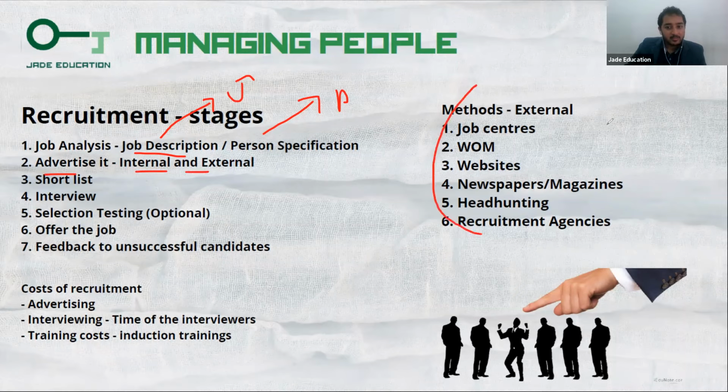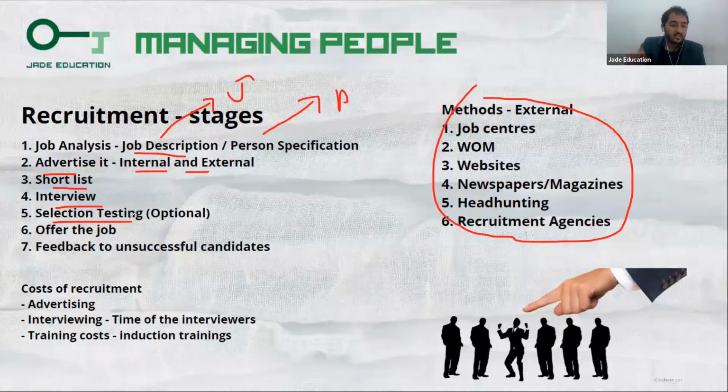Here are some external methods of advertising. Shortlist the candidates that come in, and interview them. You can also have some form of selection testing. It's optional, like a written test of some sort. At Jade, we have a demo lesson. So if you are to come in to teach at Jade, you'll have an interview. Then we'll have a demo lesson. Only after the demo lesson will you be selected. So that's a selection test. Then you get the job offer.